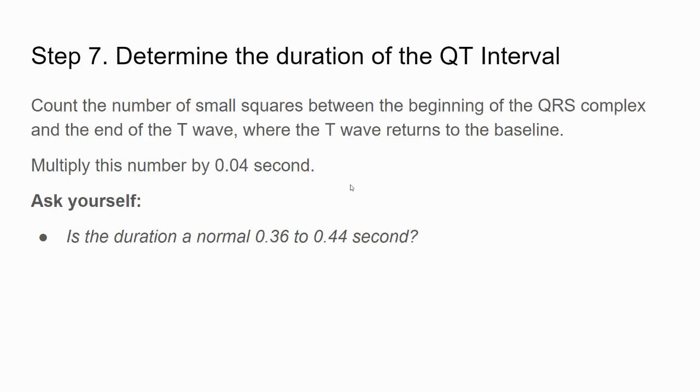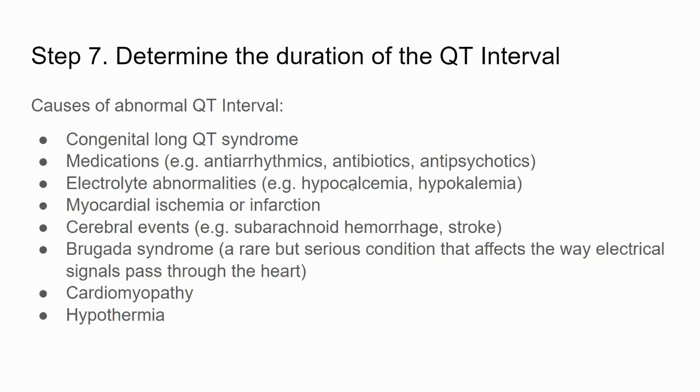and cardiomyopathy. So next in step 7, you'll determine the duration of the QT interval. So we'll count the number of small squares between the beginning of the QRS complex and the end of the T wave, where the T wave returns to the baseline. So multiply this number by 0.04, and then ask yourself, is the duration a normal 0.36 to 0.44 seconds?